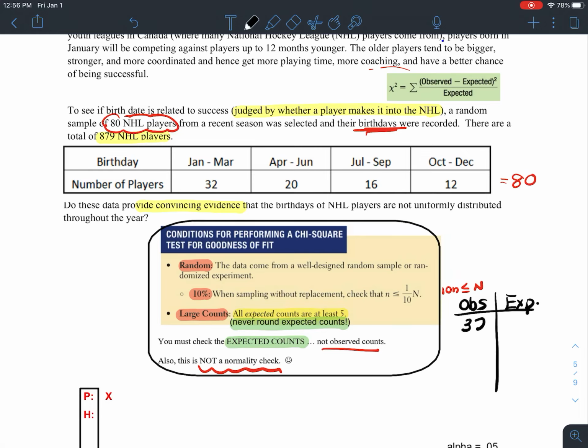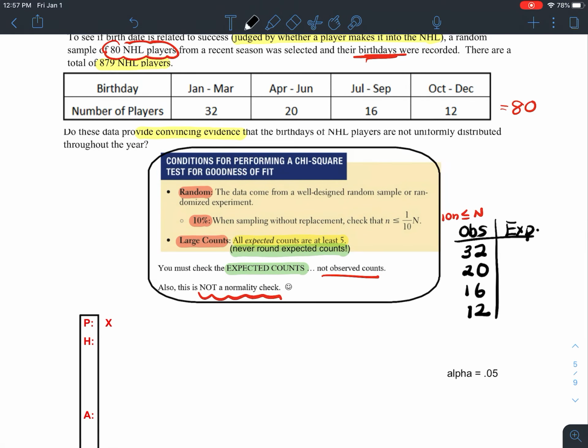You're going to need to have calculated these anyhow. Well, the observed counts, we can just pull those right from the table above. Now, we are expecting that the birthdays of these National Hockey League players are just evenly distributed throughout all 4 quarters of the year. And maybe I should list what our hypothesis is first here.